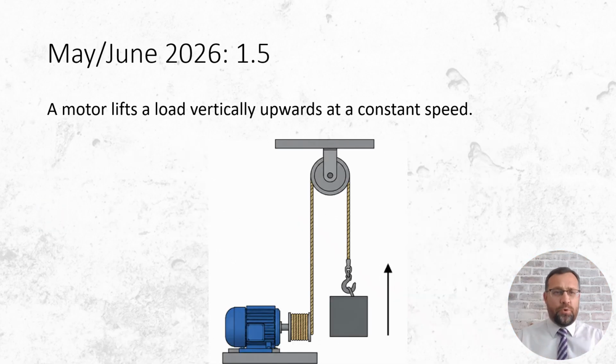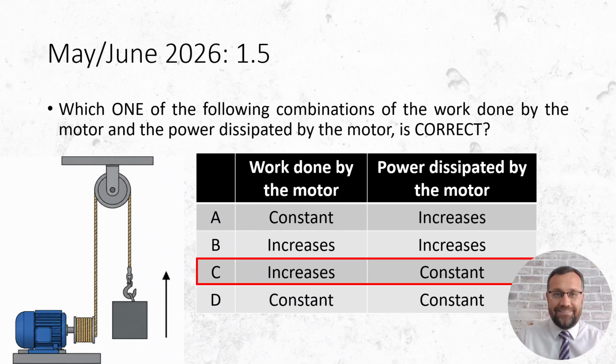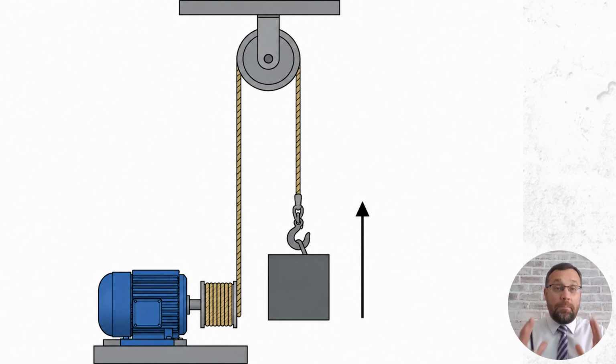Our last question, 1.5. A motor lifts a load vertically upwards at a constant speed. Which one of the following combinations of the work done by the motor and the power dissipated by the motor is correct? The correct answer is C. The load is lifted upwards by the motor at a constant speed. Constant speed means acceleration is 0, so the net force acting on the load must be equal to 0.